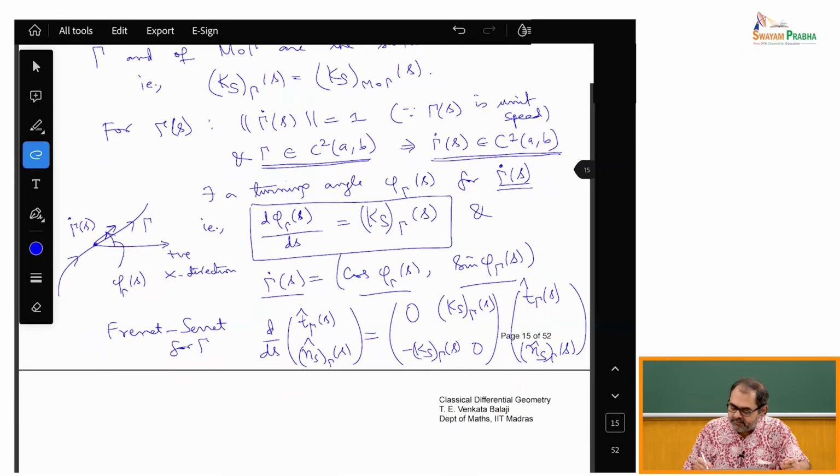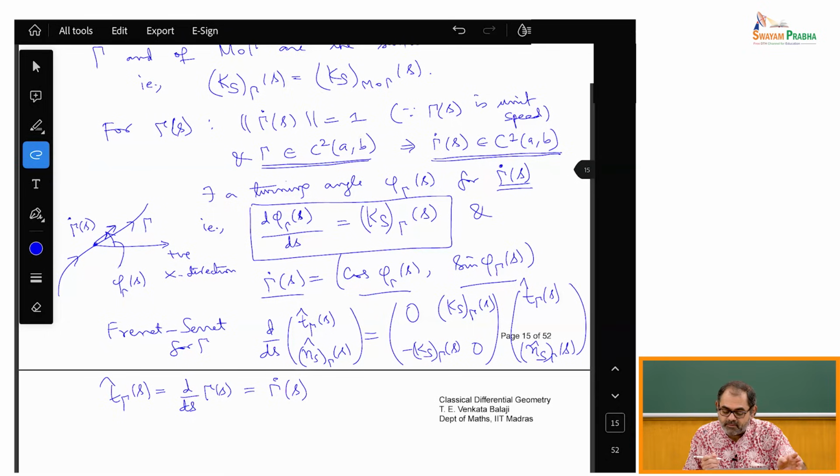And of course here t cap sub gamma of s is nothing but d by ds of gamma of s, and this is just gamma dot of s. So this is the unit tangent vector. And what is n_s cap sub gamma of s? It is the sign normal. It is obtained from the unit tangent vector by rotating it by 90 degrees in the anticlockwise sense.